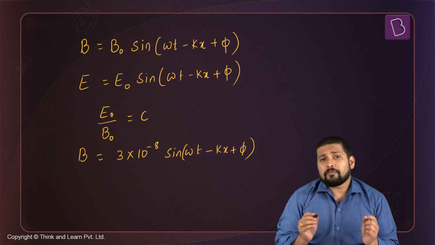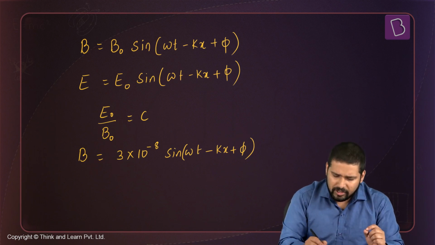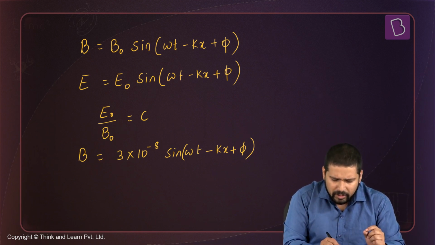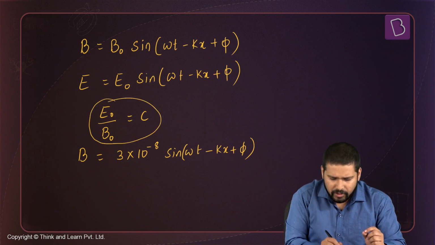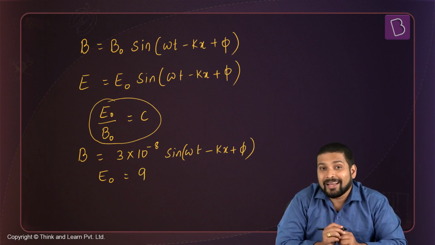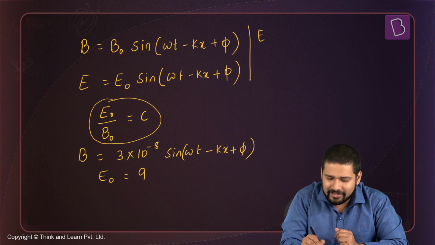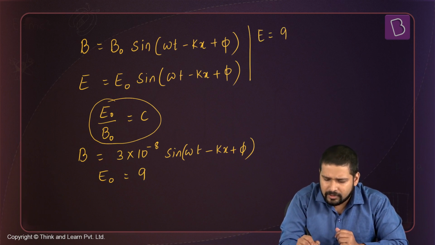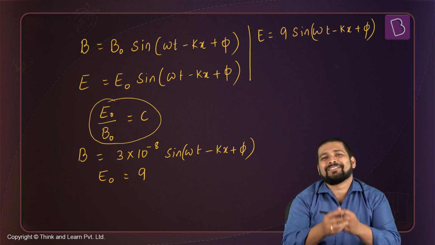Now I have to find the value of E naught first of all. So E naught, if I just substitute the value of B naught in this expression right over here, I get the value of E naught equal to 9. And then I can write the value of this electric field as E is equal to 9 sine omega t minus kx plus phi. And that will be the answer to this problem.